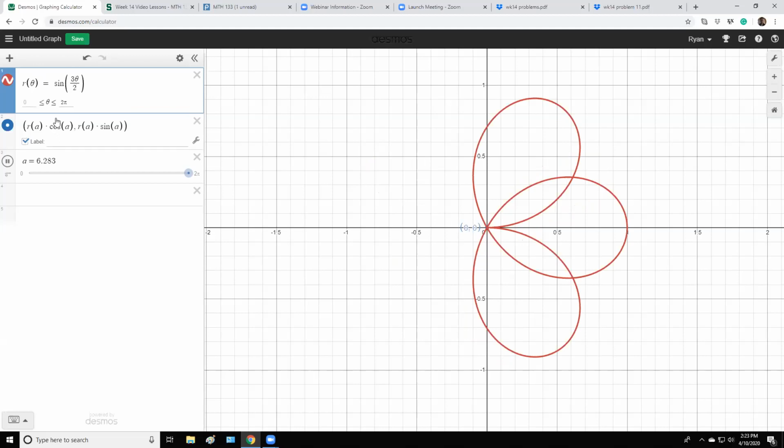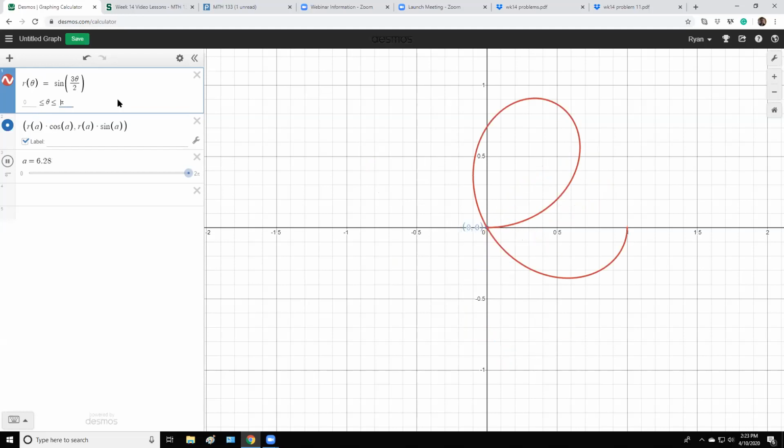So this is sine of 3 theta over 2. That was part D, the final one here. Really don't know what to guess for this. Maybe 1.5 thetas or something like this. So I have 0 to 2 pi here. And we could see, if I drop this down to 0 to pi, we get even less. So, okay, we need 2 pi.